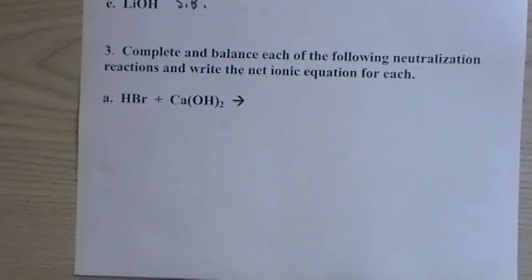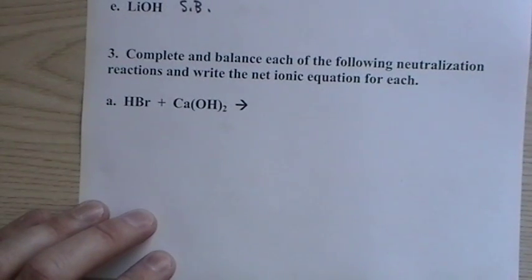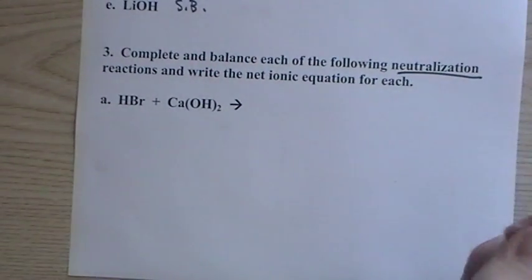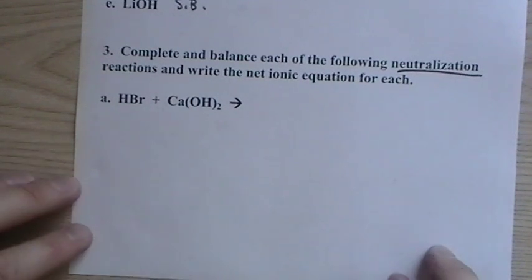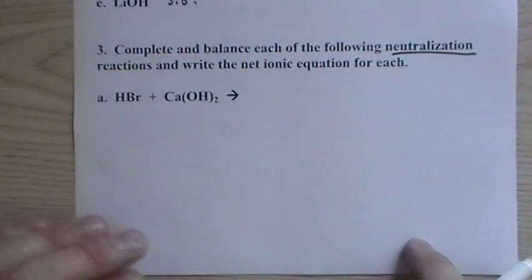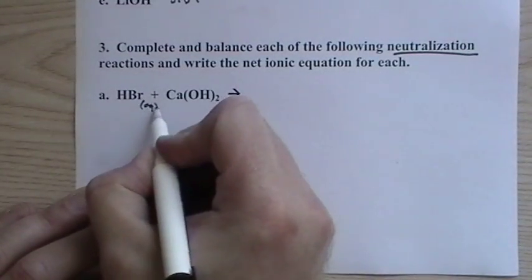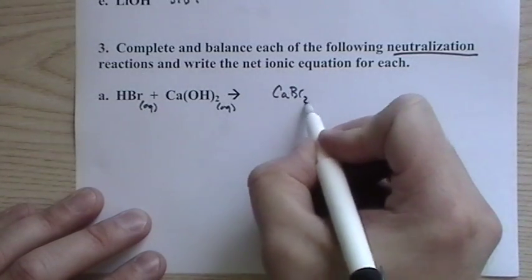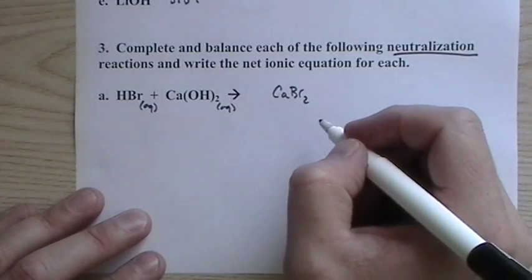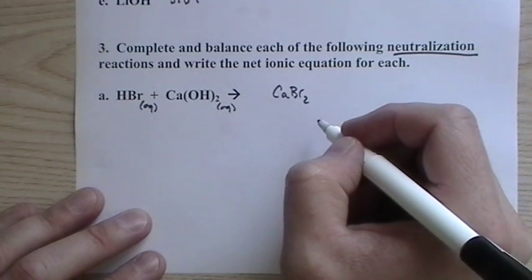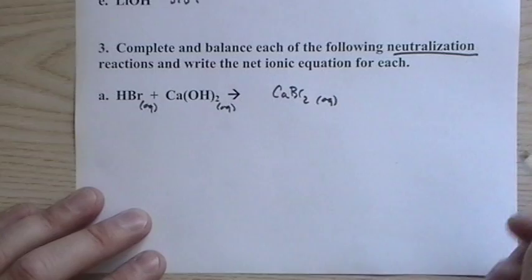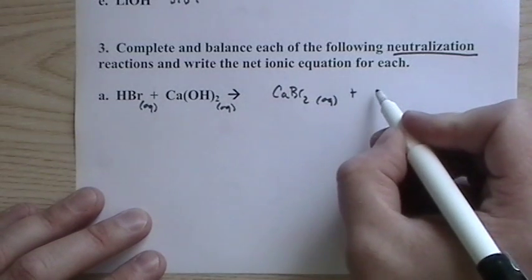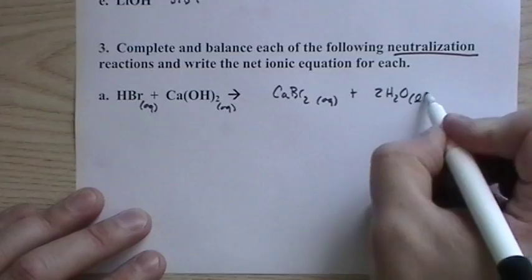Okay, complete and balance each of the following neutralization reactions and write the net ionic equation. When you see neutralization reaction, you know that you're dealing with an acid and base. You'll be producing a salt and quite possibly water. But not always. So you should know that that's what you're dealing with. HBr, that's hydrobromic acid. Calcium hydroxide, both are aqueous. Calcium bromide, if you look at the halogens, you see that calcium bromide is not one of the exceptions, so it's aqueous. And then we also get 2H2O, and this is liquid.